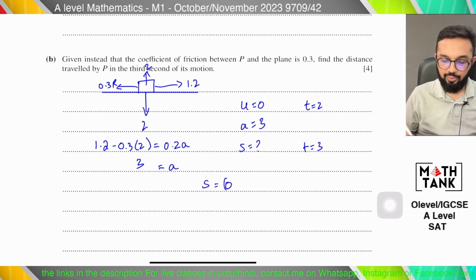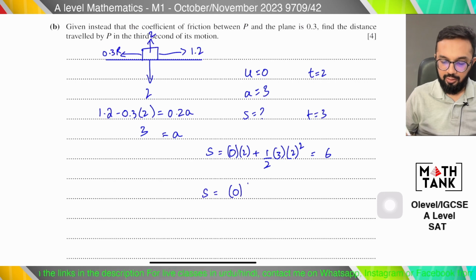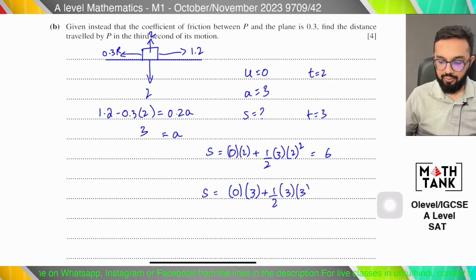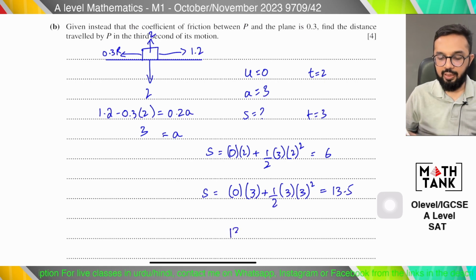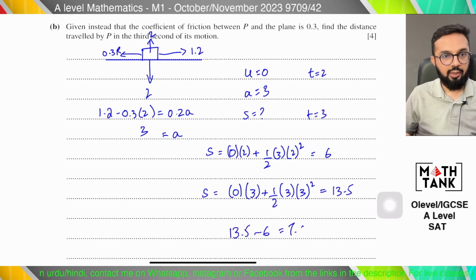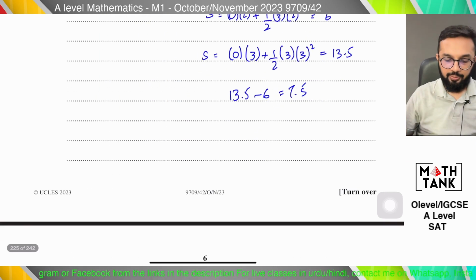So s equals ut plus half a t squared. Let's see what that gives me. That gives me, I think, 6. And then s equals ut plus half a t squared. So 27 over 2 gives you 13.5. So the distance traveled in the third second is 13.5 minus 6. That should give you 7.5, and yes, that's the correct answer. So move on to question number 5.